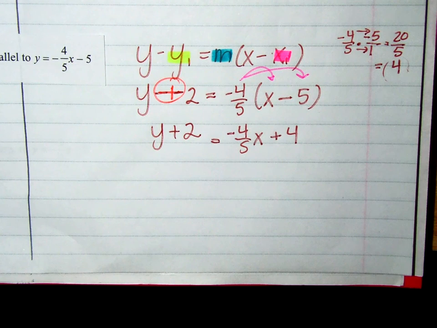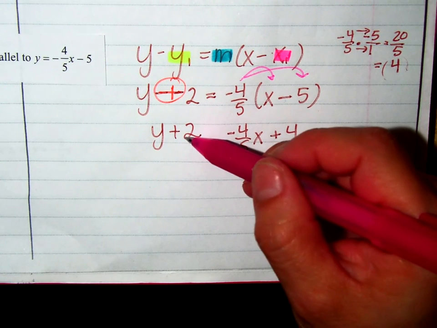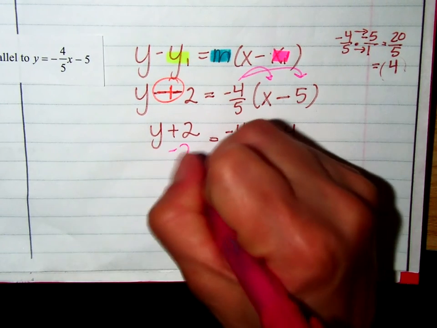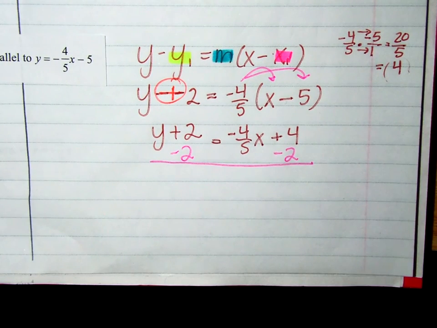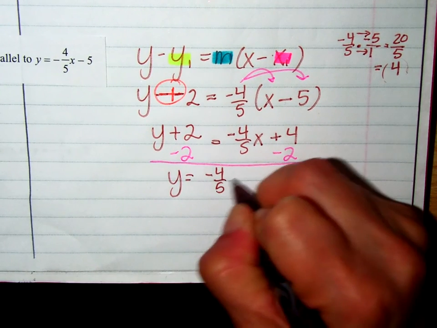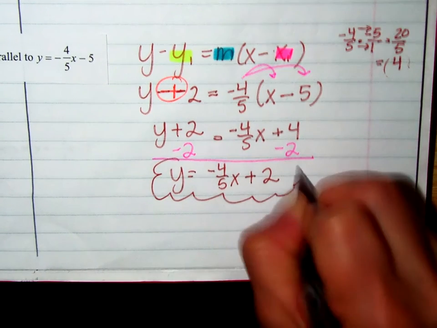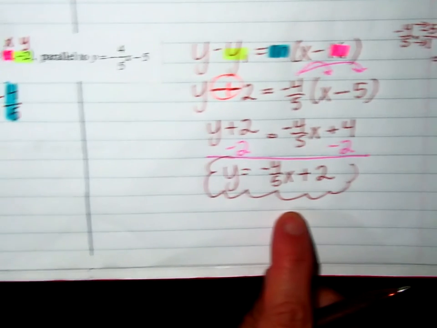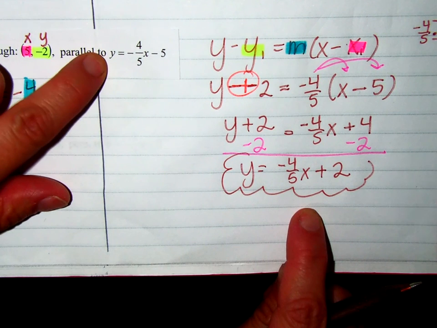And now we're going to solve for y, which means I need to get rid of this positive 2, and the way to do that is by subtracting 2 to both sides of that equation. Leaving me with y is equal to negative 4 over 5x plus 2. This is the line passing through the point 5, negative 2 that is parallel to this particular line.